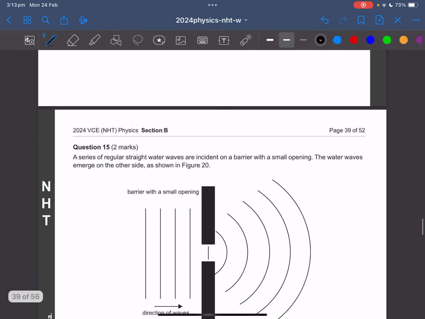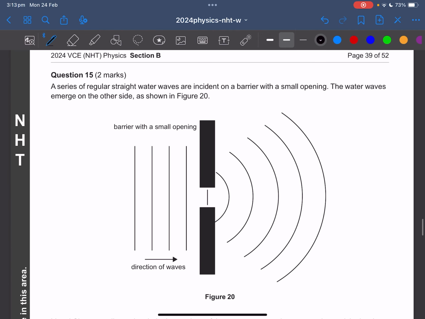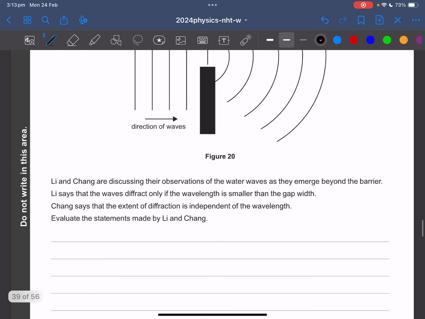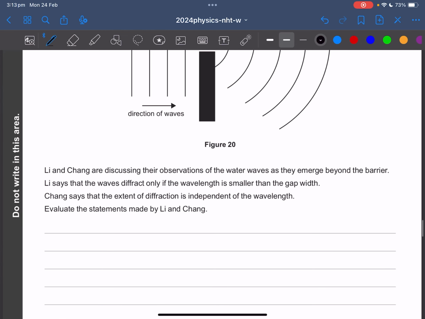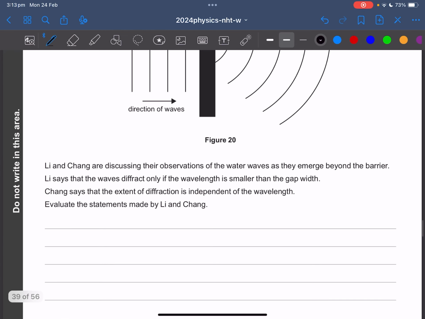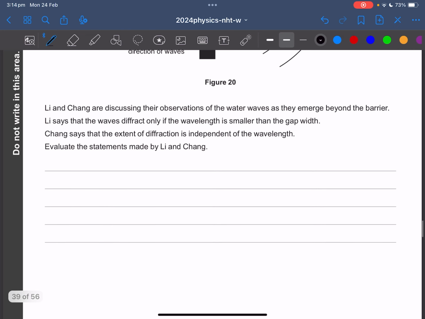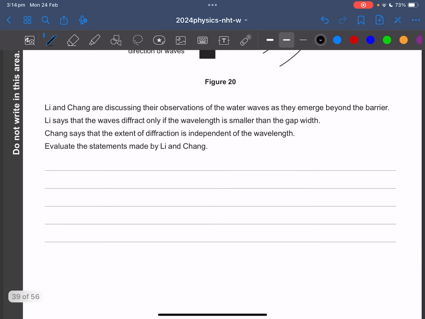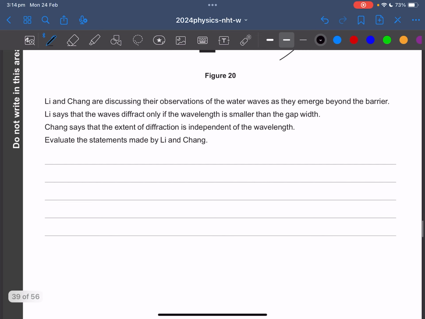Okay, a series of regular straight water waves are incident on a barrier with a small opening. The water waves emerge on the other side as shown in figure 20. Li and Chang are discussing their observations of the water waves as they emerge beyond the barrier. Li says that the water waves diffract only if the wavelength is smaller than the gap width. Chang says that the extent of diffraction is independent of the wavelength. Evaluate the statements made by Li and Chang.